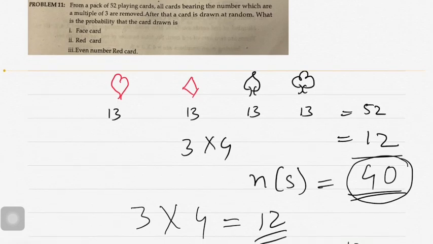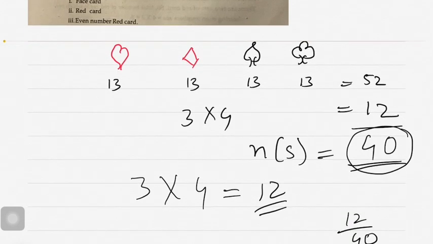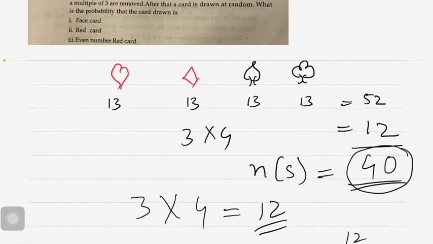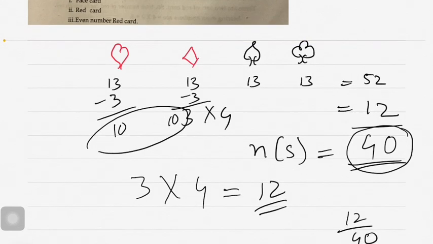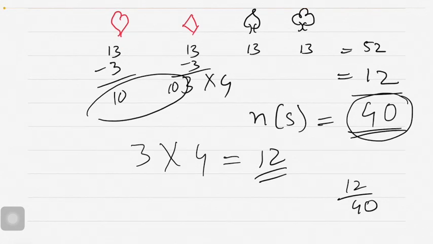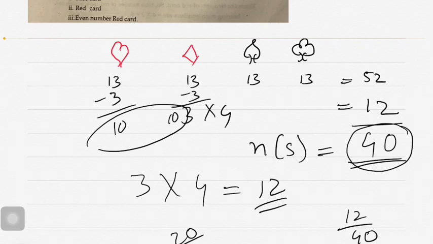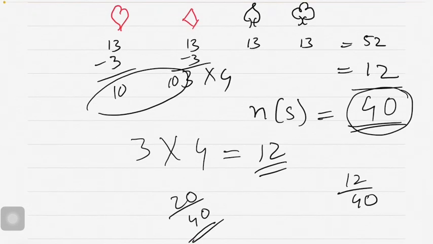Right. So second part is red cards. Okay. How many red cards are remaining after removing the cards? You have removed few cards, right? So after removing those cards, how many cards are left? Minus 3, minus 3. You have removed those cards. Only 10 cards are left. So of red cards, only 20 cards are left. Right? So the probability that the card drawn is a red card, the answer would be 20 divided by 40. This is going to be the answer. Right? And the last part, even number red card.